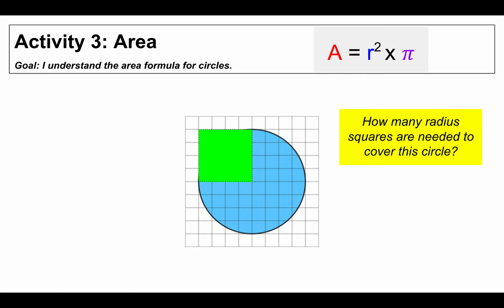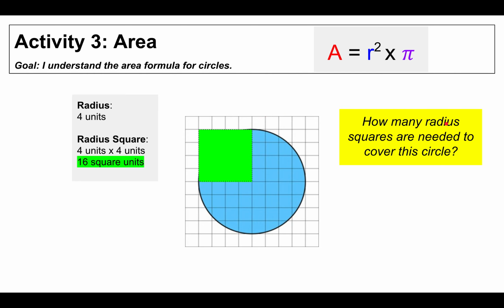Now I created a radius square. I took the radius and I made a square out of it. So this radius square is 4 units in all dimensions. This right here is a radius square. You take a radius and you make a square out of it. So if the radius is 4 units, like it was here, then a radius square is going to be a 4 by 4. What that means is this green square covers 16 of these smaller squares right here. You can kind of see it. There's 16 of those square units in a radius square.